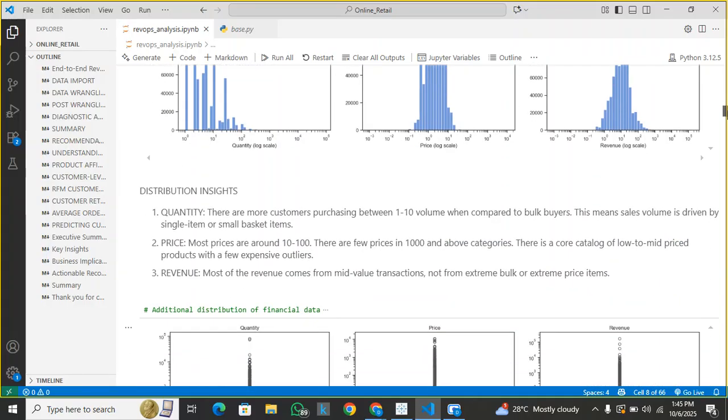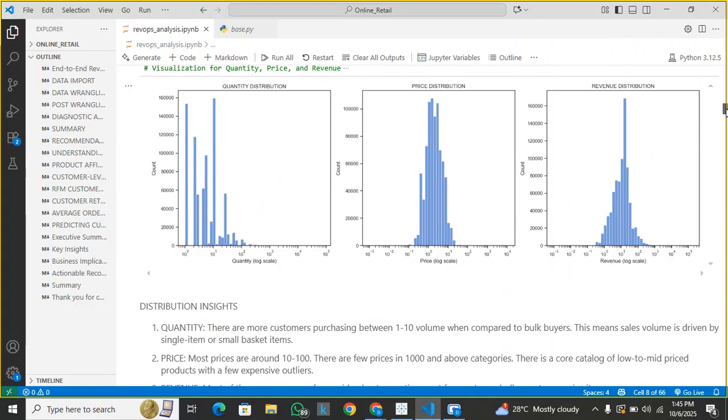And then the price, most prices fall between £10 and £100. Few are above £1,000. So this simply shows us that this business deals in low to mid priced products. They sell mostly low priced and medium priced products.